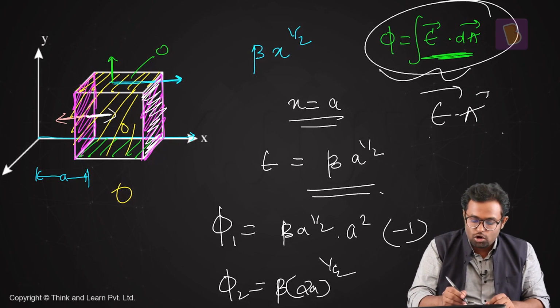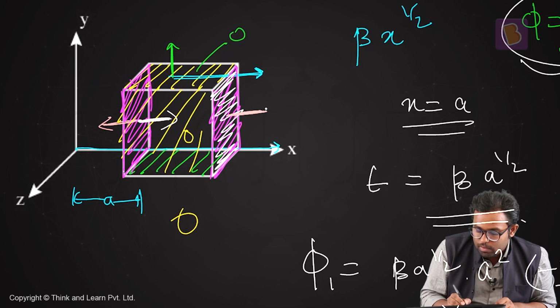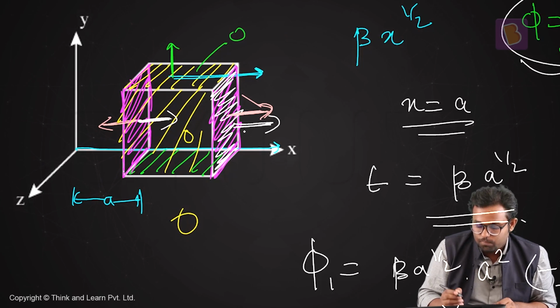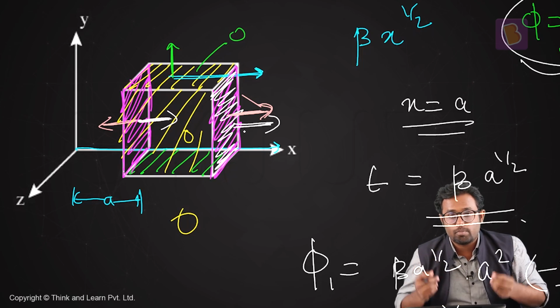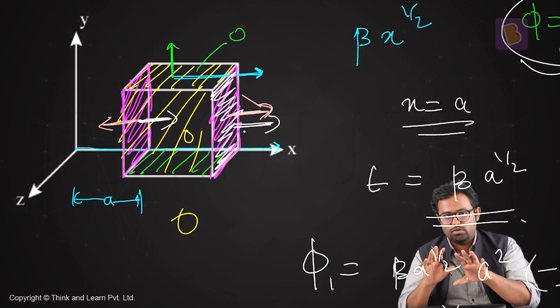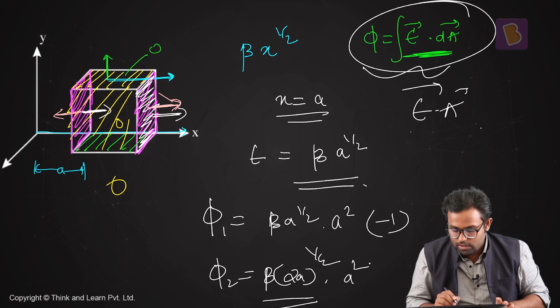And what is the normal vector? The area vector is the outward normal, like this, so it will be outside. But it is in the direction of the electric field now, because the electric field is also in the x direction, and the outward normal is also in the x direction. The dot product is going to be cos 0, which is 1. So the dot product will be equal to this electric field times its area, which is A square.